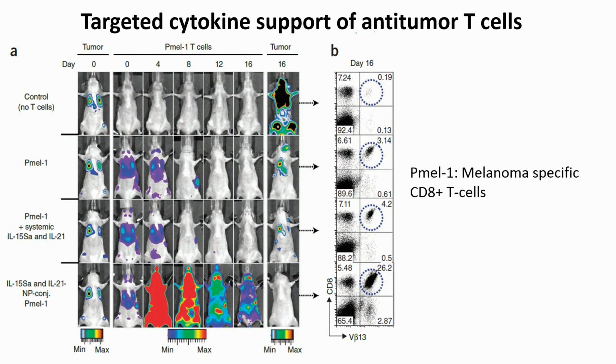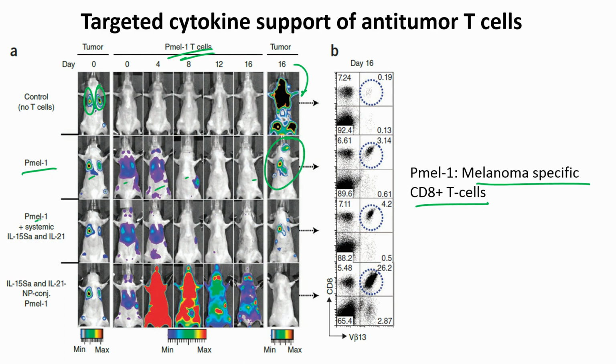Then they have targeted the cytokine and seen what happens to the tumor function. Here they have used PML1 cells, which are melanoma specific CD8 T cells, and what they see is, if you give the tumors and you do not give this, you find quite a bit of tumors at day 0, and then by day 16 the body is completely spread with these tumor cells. If you give PML1 cells, you see that initially the tumor was there, but then these PML cells have also expanded, but at the end of it you still find some tumors.